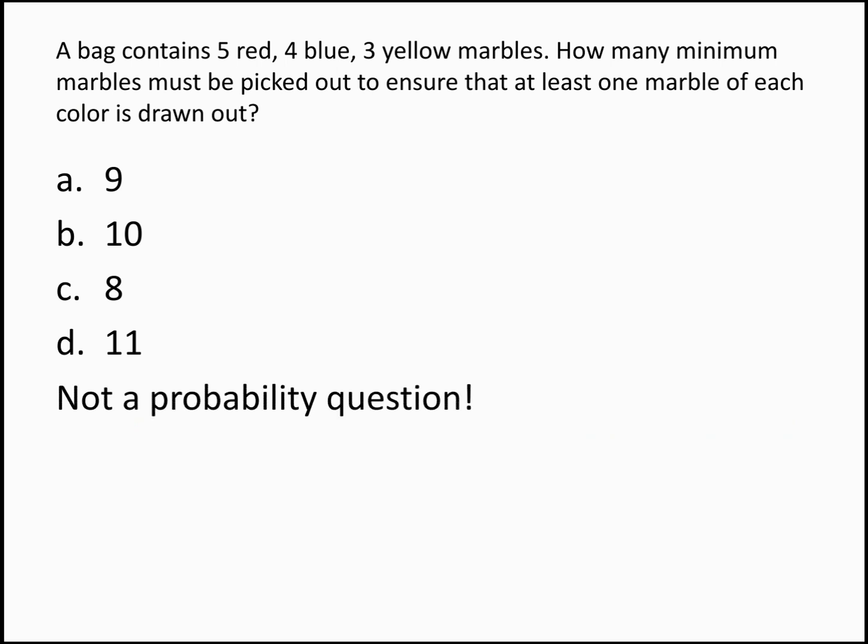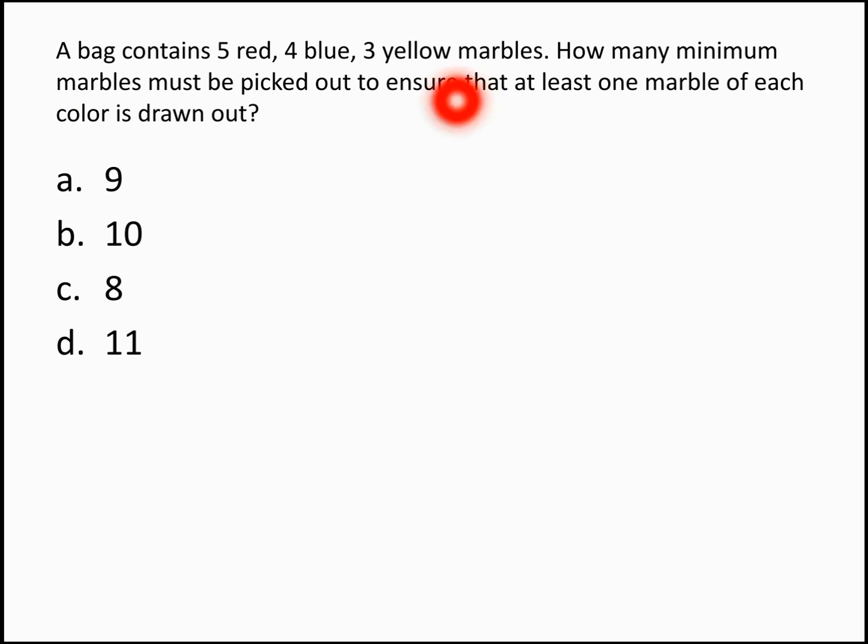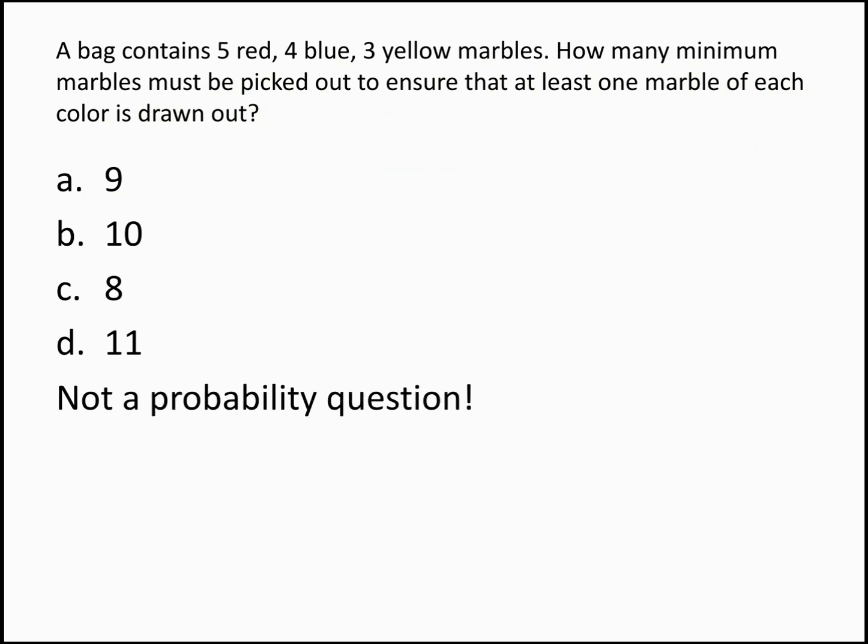A bag contains 5 red, 4 blue, 3 yellow marbles. How many minimum marbles must be picked out to ensure that at least one marble of each color is drawn out? Now this is definitely not a probability question. You are not going to find the minimum takes or maximum takes. All you need is at least one marble in each color, right? So there are totally 5 red, 4 blue and 3 yellow marbles. Totally you've got 12 marbles inside a bag.